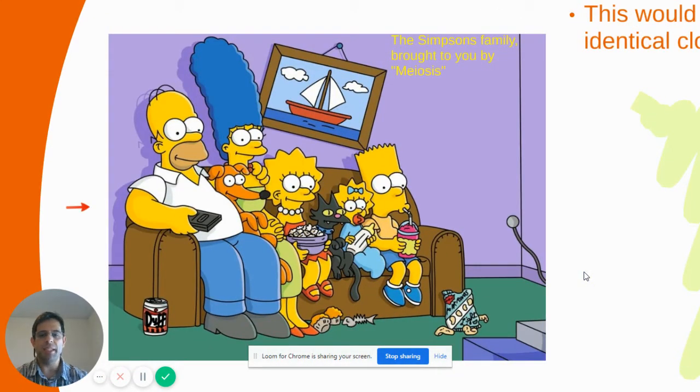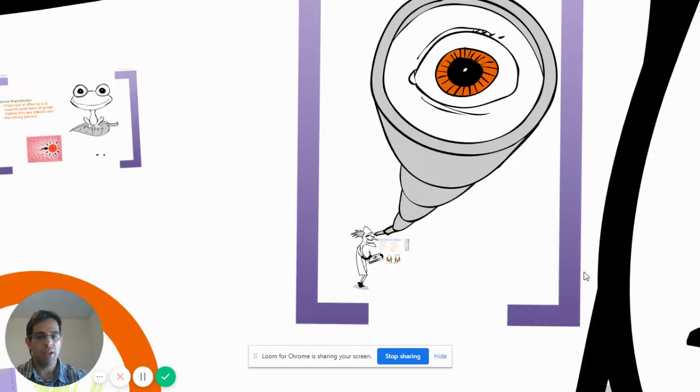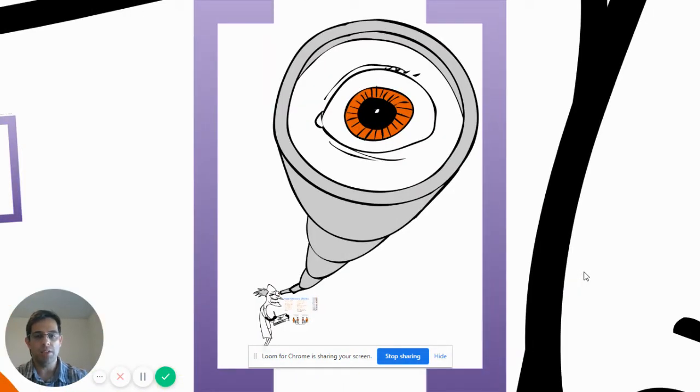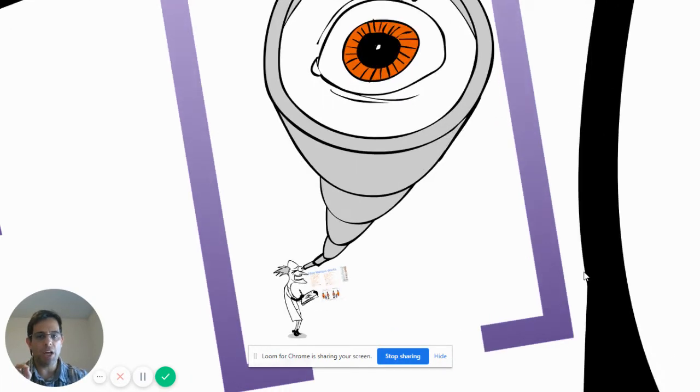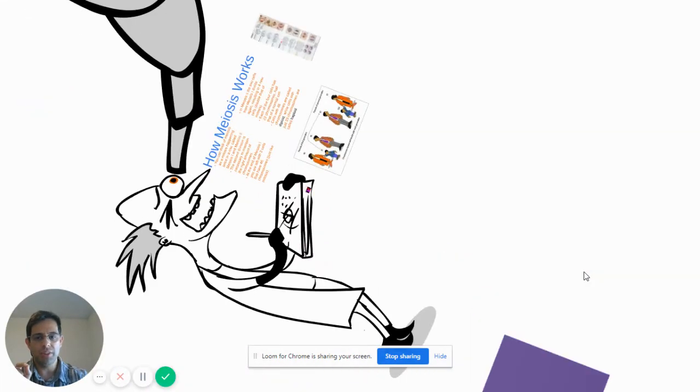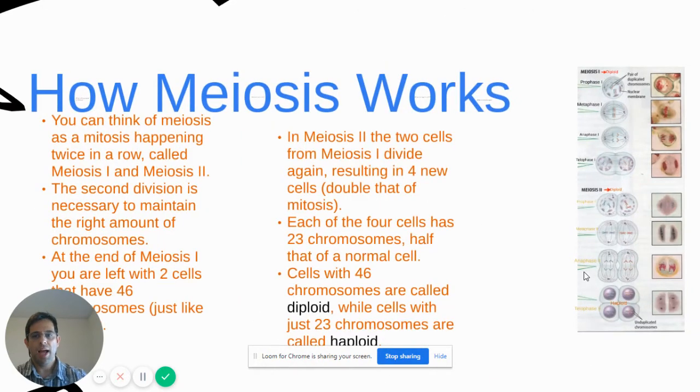Take a look at the Simpsons family. You recognize they are from the same family. You recognize they are from the same human species, or Simpson species, but they are all different. They are unique, right? So that's what meiosis does with us. So let's take a closer look at the meiosis process to understand what happens. How does meiosis work?